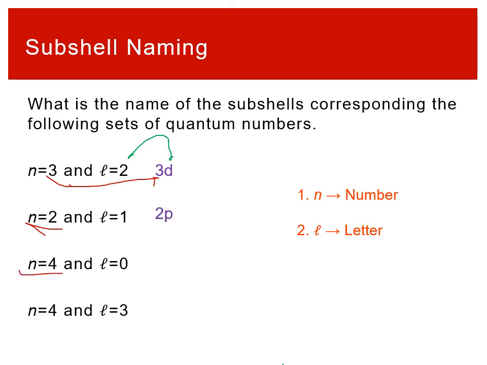N equals 4, we keep the number. We need to interpret L equals 0, so that is S. So this is called 4S. N equals 4, again, we keep that. L equals 3, we need to interpret the letter. L equals 3 is F. We note it's still 4F because the N has the same value, so that all stays the same.